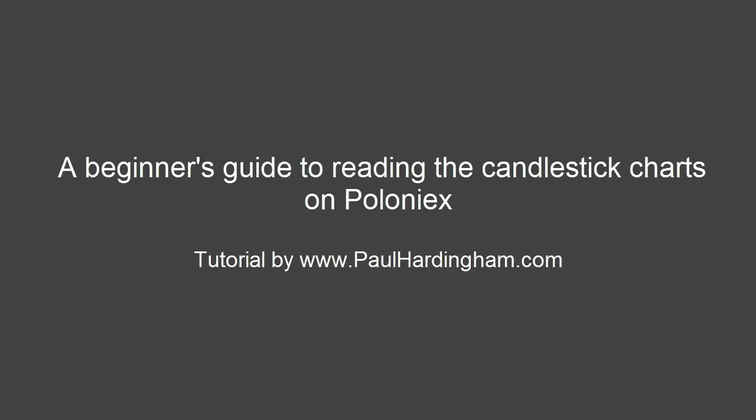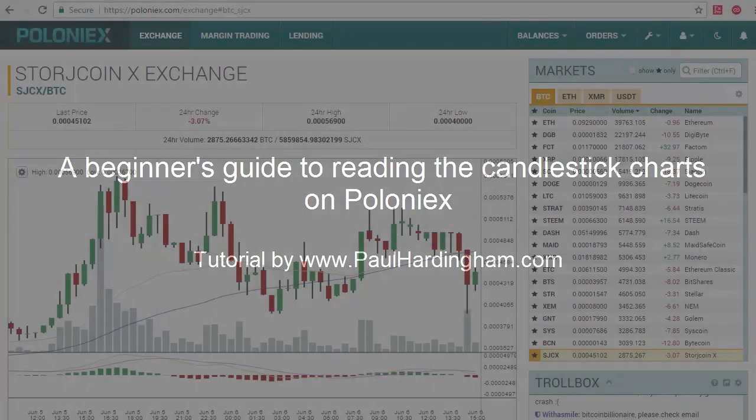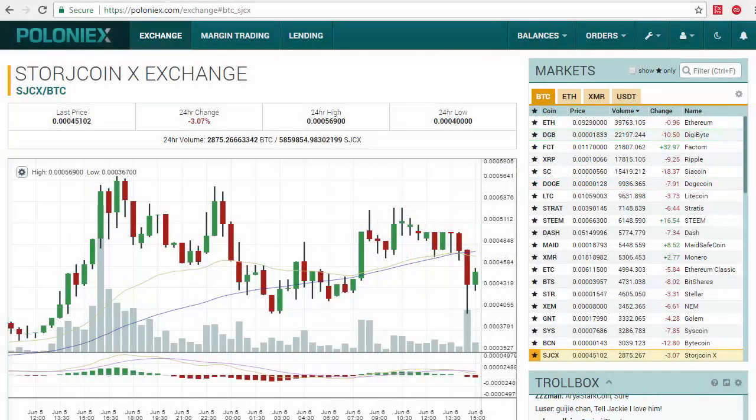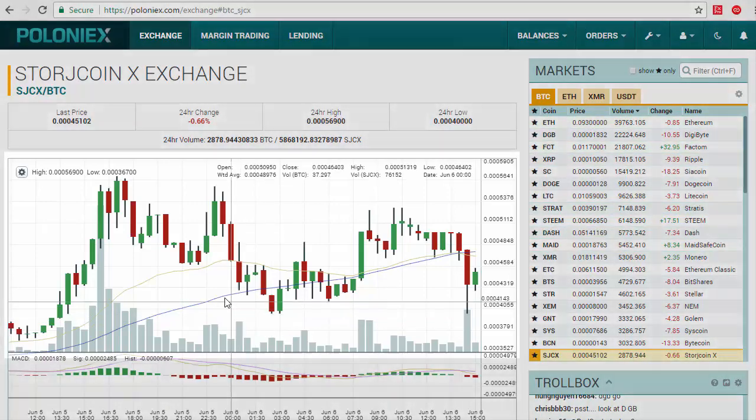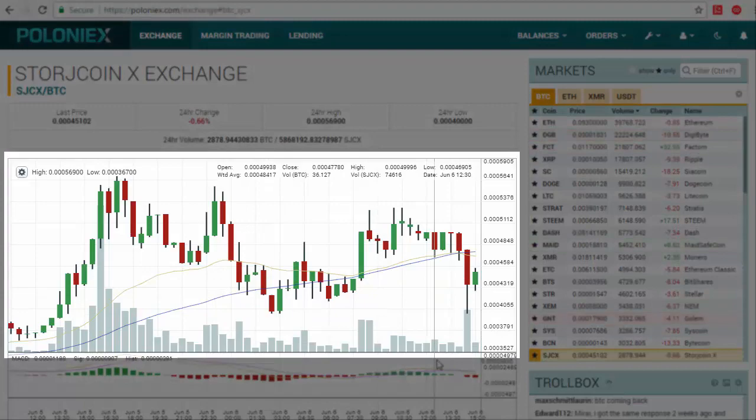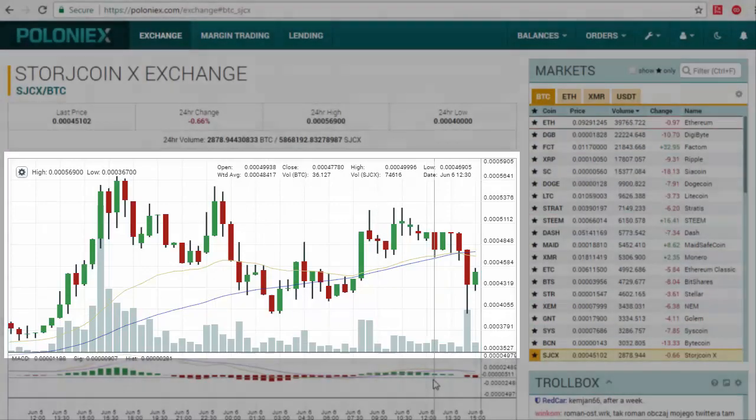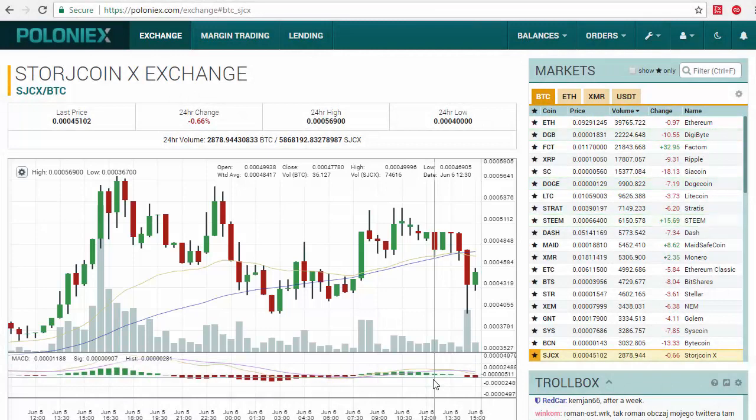A beginner's guide to reading the candlestick charts on Poloniex. So Poloniex is the cryptocurrency exchange, a very popular cryptocurrency exchange, and somebody asked me in one of the other videos that I'd done, they commented on YouTube, could you explain the main chart here, to show the candlesticks and so on. So I thought I'd put together this video. Hopefully you find this useful. Like I said, it is a beginner's lesson.